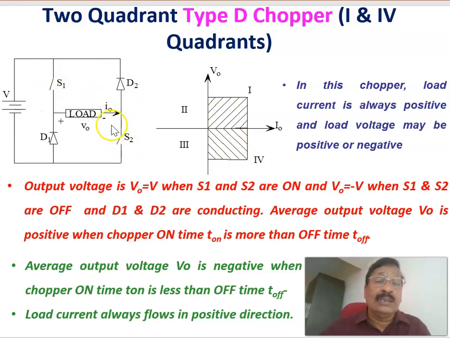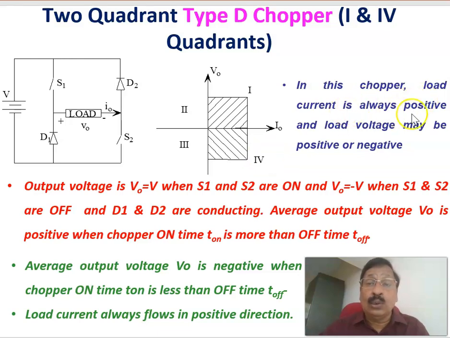When S1 and S2 are conducting, the polarity is plus here and minus here. When S1 and S2 are off, D1 and D2 take over, and you get a negative voltage, because the negative polarity comes here and the positive polarity comes there, so the voltage is reversed. Therefore, it works either in forward motoring or in the reverse braking region, in the first quadrant and fourth quadrant.